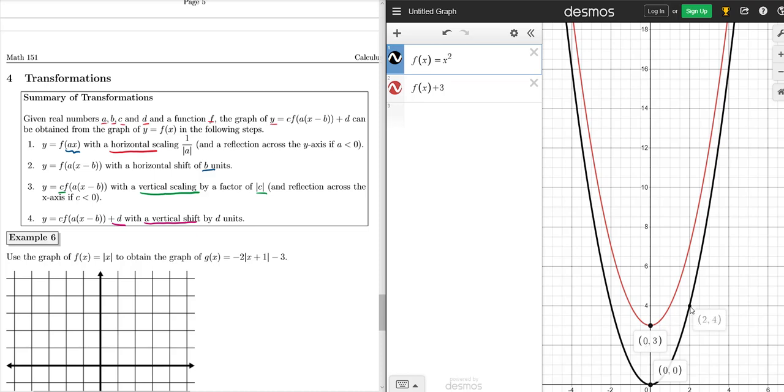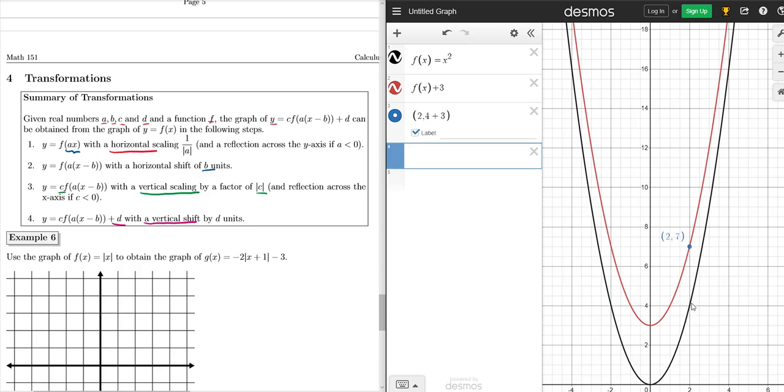Yeah, I don't know why it never does it, but so we have 2, 4. The new point on the graph is going to be 2, then we take the 4 and we add 3. And there we go. That is the new point right here. So that is the idea with the transformations.